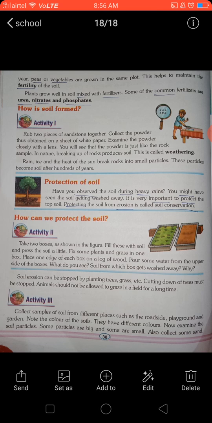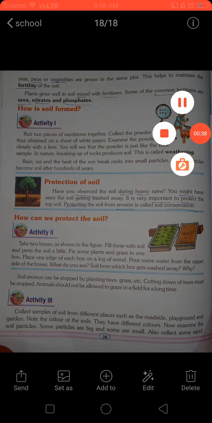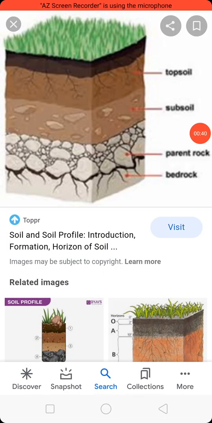Types of soil, I explained to you topsoil and subsoil. Let me show you the pictures of topsoil and subsoil. So here you can see clearly topsoil. After the first layer, the second layer comes under topsoil. Then the third layer is in subsoil. Then parent rock, bedrock. So topsoil. What is the role of topsoil here?